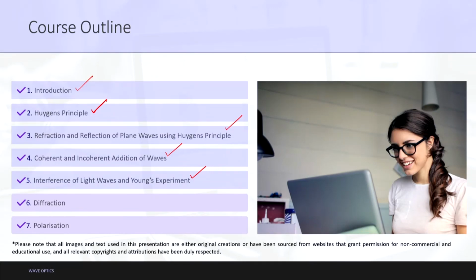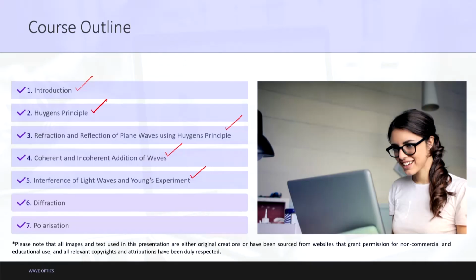Finally, we also studied what will be the change in the screen's interference fringes if there is a change in the source, if the monochromatic source is changed to a white source of light, if the value of capital D is changed, if the value of small d is changed, etc. So this was the complete concept.